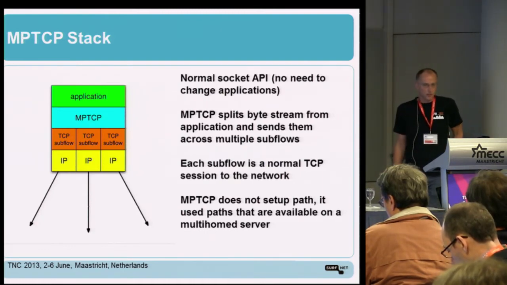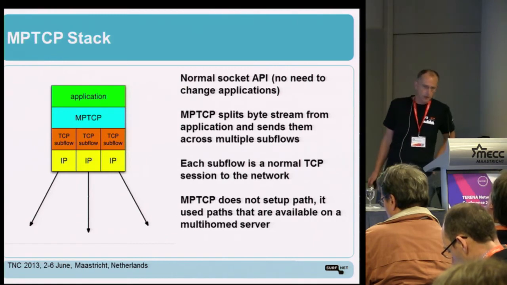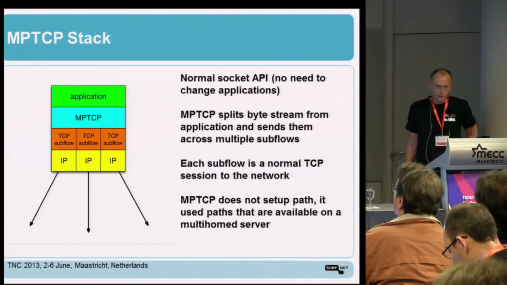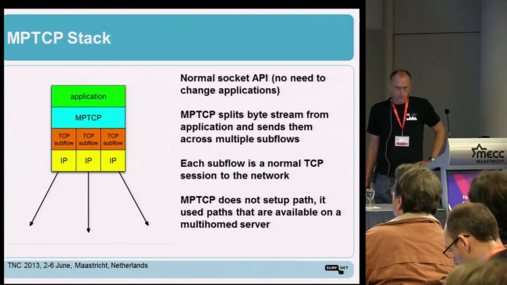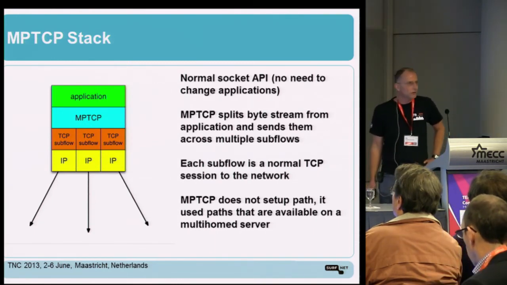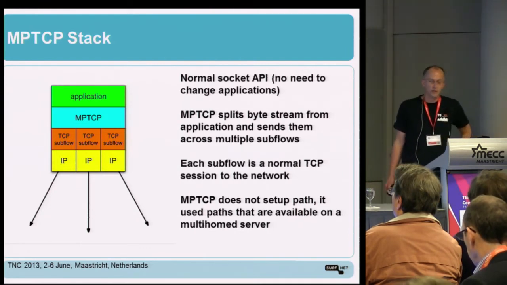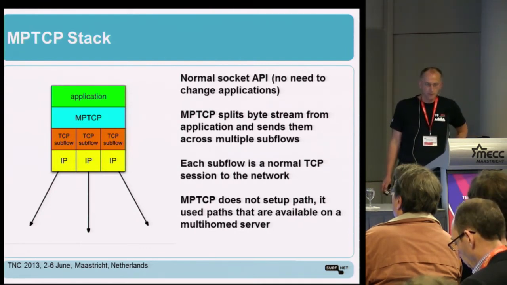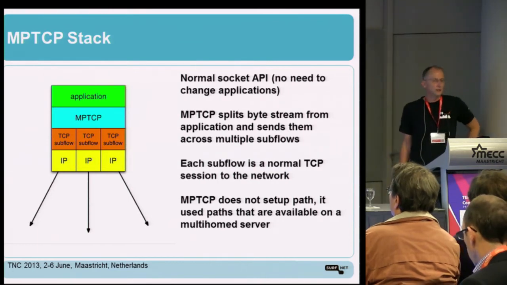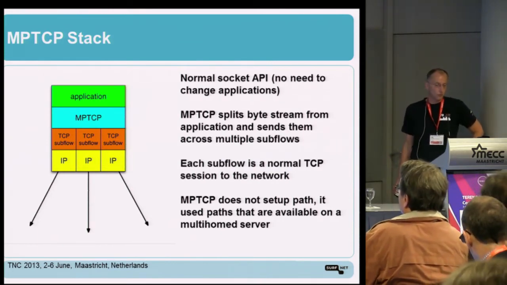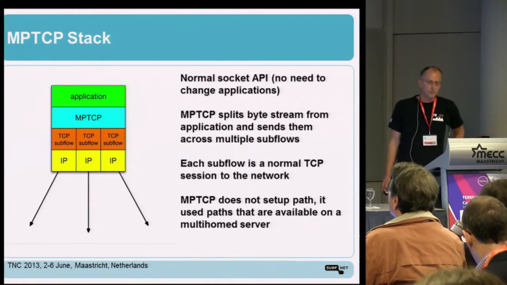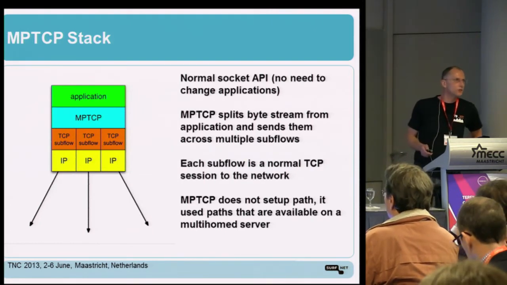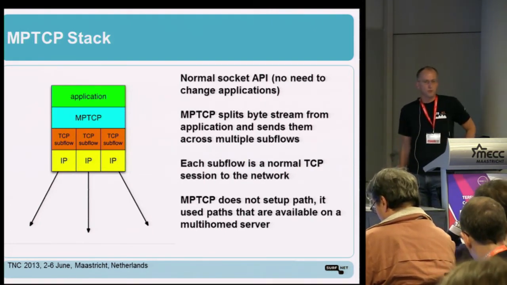So what does MPTCP do? As I said, it uses the normal socket API. It splits the byte stream and sends it across the subflows. What MPTCP also does is path handling, so setting up multiple paths. This is done initially. A normal MPTCP session on one of the interfaces is set up. The sender sets a header option that it's MPTCP capable.